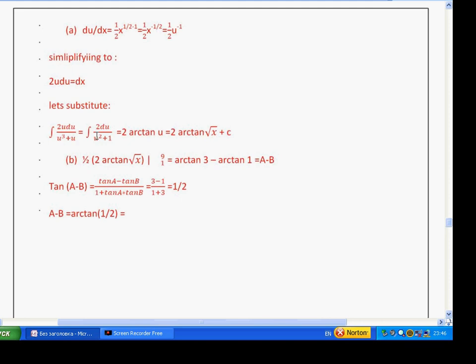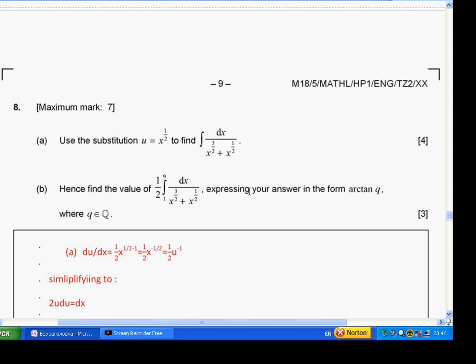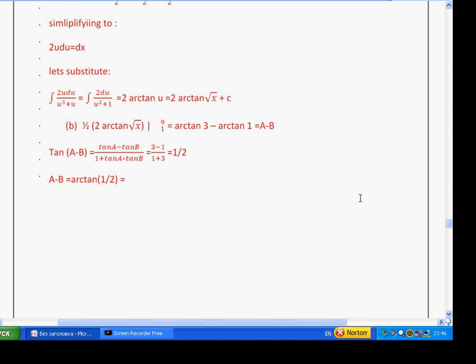And here we see u squared plus 1, which is arctangent. So we return to x, and we get 2 times arctangent of the square root of x. They ask us to express the answer in terms of arctan, so this is why we don't use a calculator. We should find this definite integral, so we have to evaluate it at 1 and at 9, and find the difference.